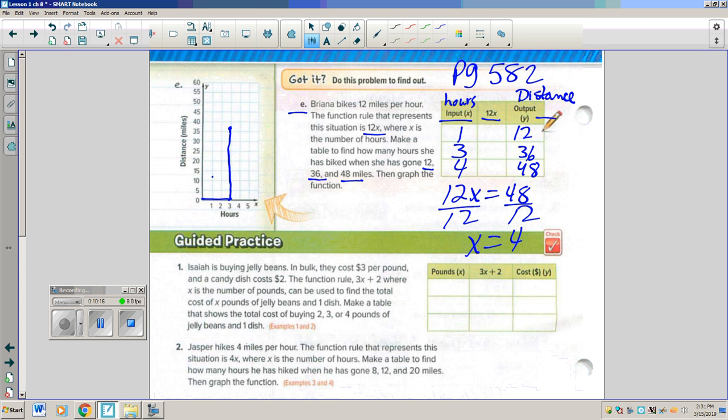Over 4, up 48. Your dot should be right there. Connect your dots. If he goes 0 hours, he doesn't travel any. Your graph continues on an upward trend. And that's how you graph your table.